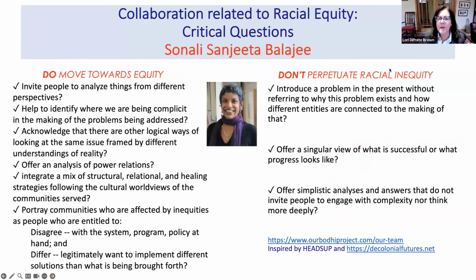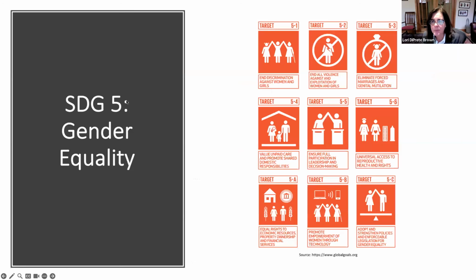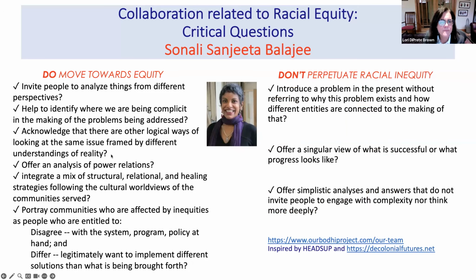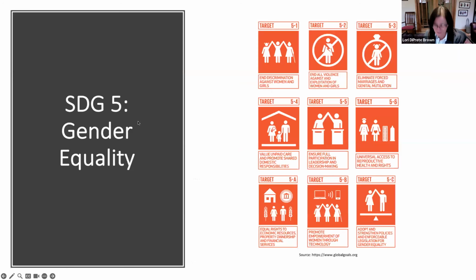The other framework that I like relates to the work of a colleague who did some training at UW-Madison, Sonyali Sanjita Balaji. She talks about practices and ways of having conversations about health that move us toward equity, and some that move us away. The things that help us move toward equity are inviting people to analyze their own problems, acknowledging where we've been complicit in a challenge.